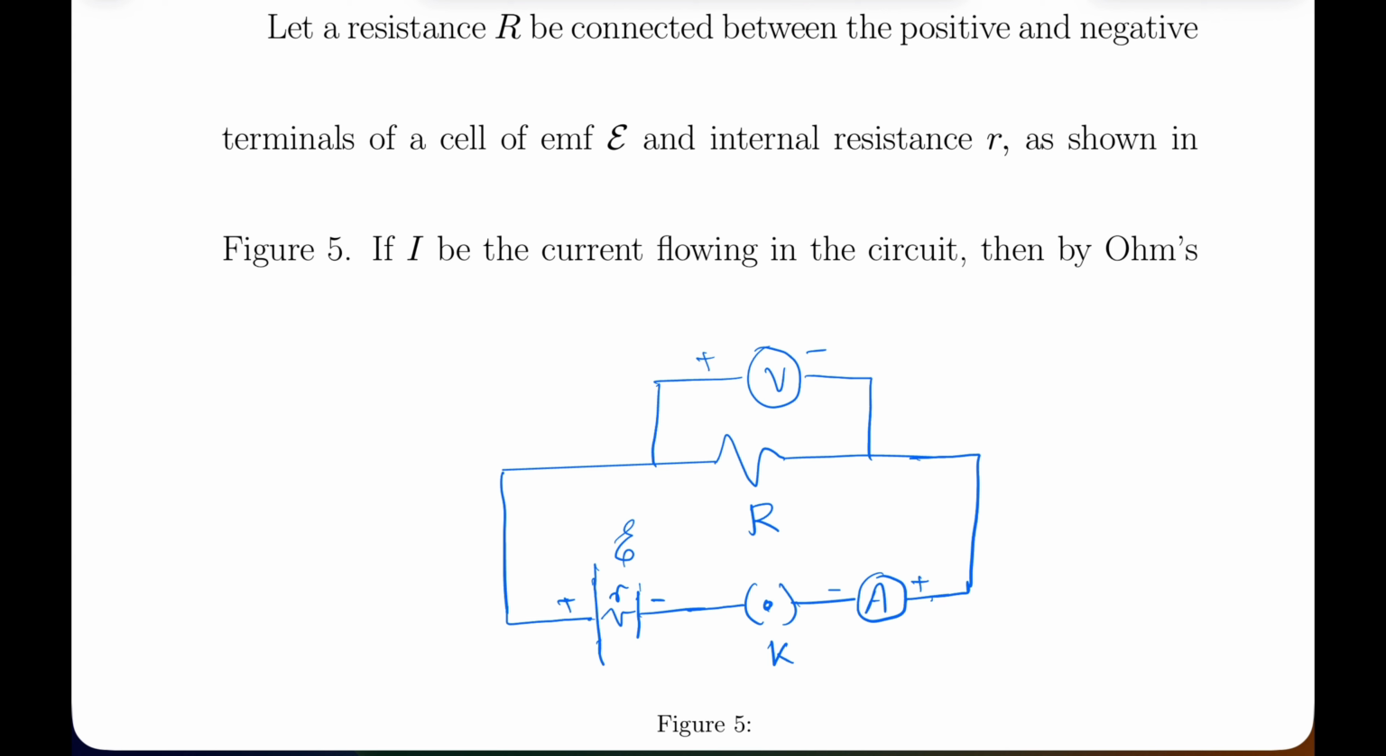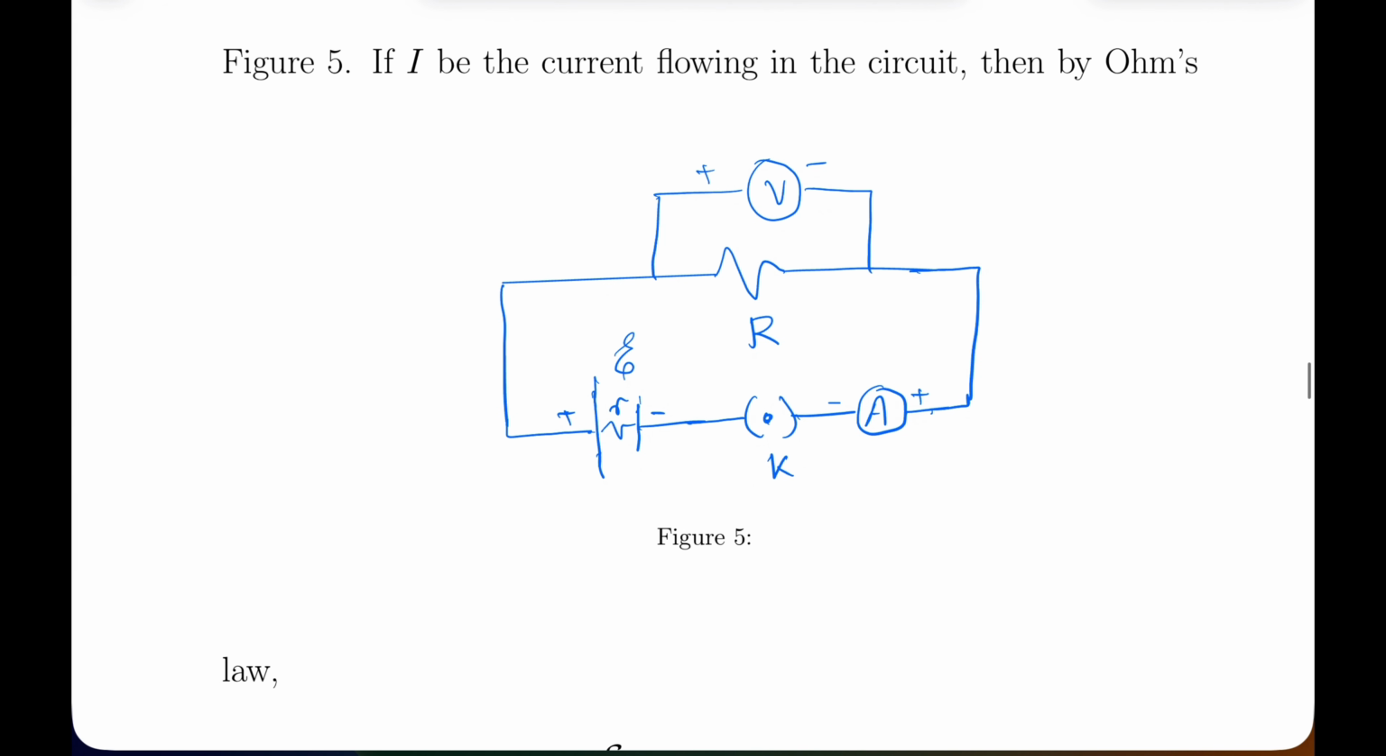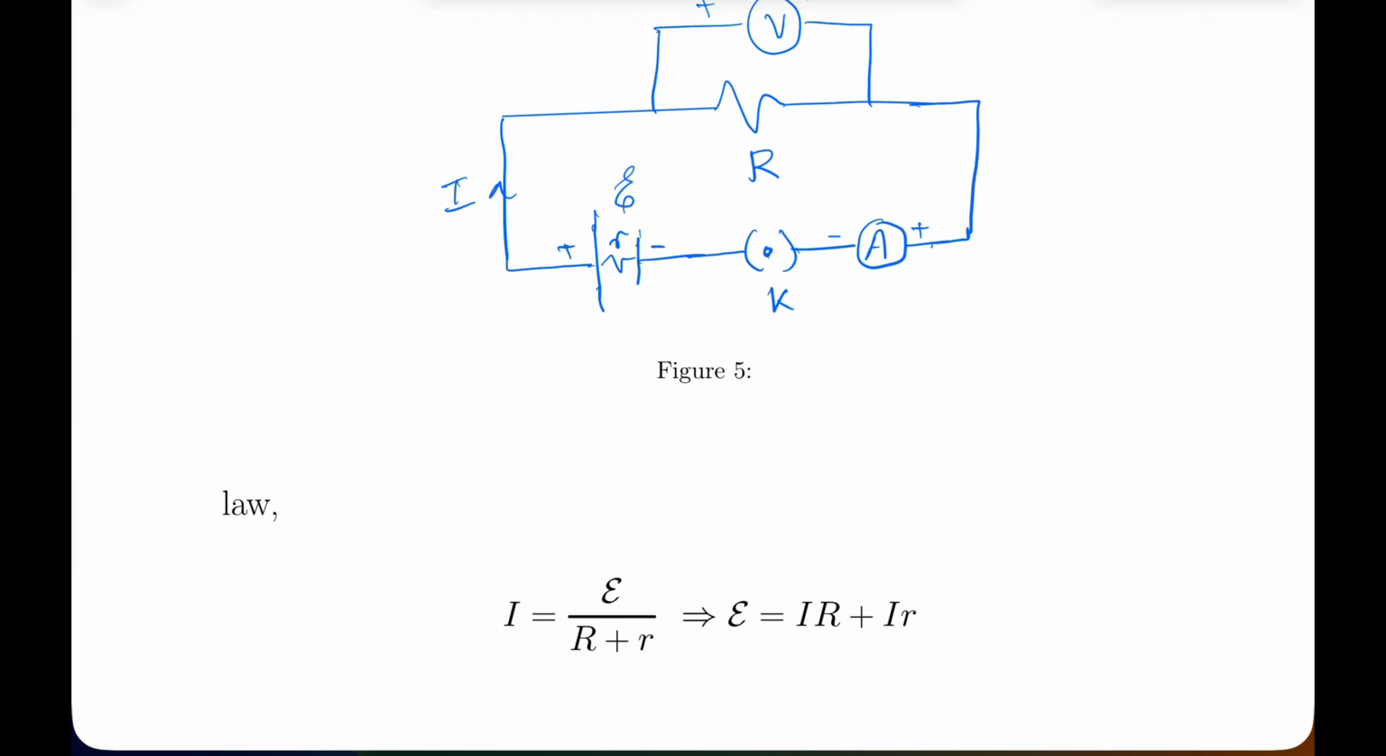Let the current flowing in the circuit be I. Then by Ohm's law, we have I equal to E upon capital R plus small r. The resistance R and the internal resistance of the cell small r are in series because the same current flows through both of them. So current is total EMF upon total resistance in the circuit. This is R plus r, or E equal to IR plus I into small r.